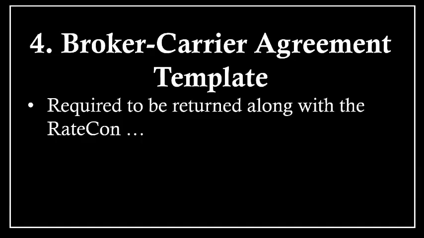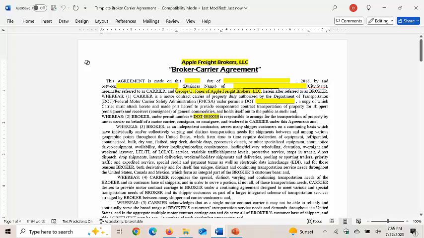So let's go on to the next handout, the broker carrier agreement. This is a template. It's a 4-page agreement, and it needs to be returned, signed and dated, along with the rate con. Each one, before you dispatch a truck, you'll need to receive the broker carrier agreement and the rate con. Let's take a look at the broker carrier agreement here. This is the top portion of the first page. You'll send this. Everything in yellow is what the carrier needs to fill out.